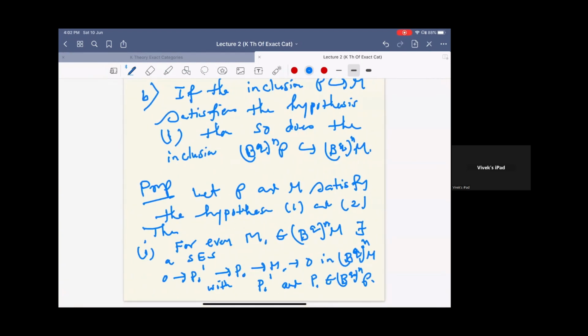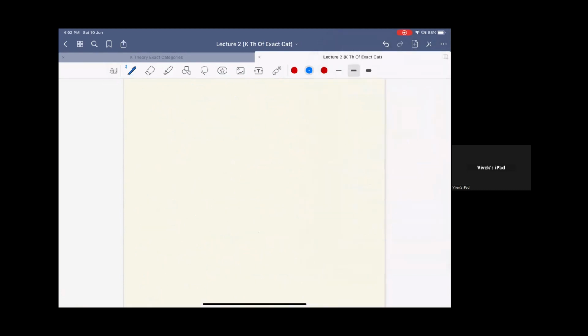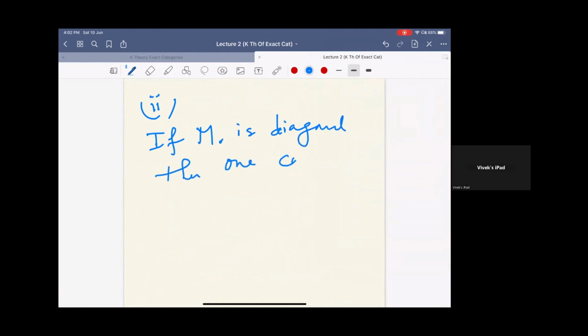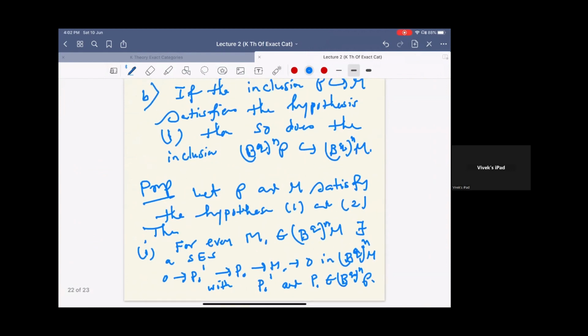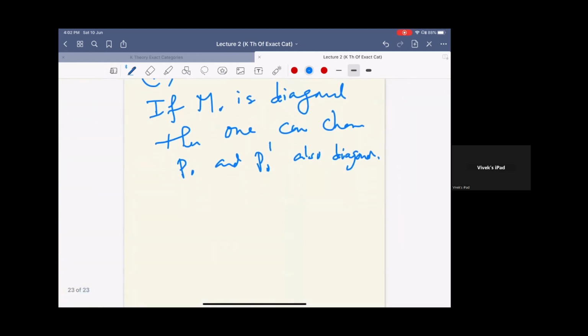And the second, okay, what is the second part of this proposition? That if M dot is diagonal, then one can choose P dot and P dot prime also diagonal. So what does the second part state? Suppose in this short exact sequence M dot is diagonal, then we can choose P dot and P dot prime also diagonal. Okay. All right, then.